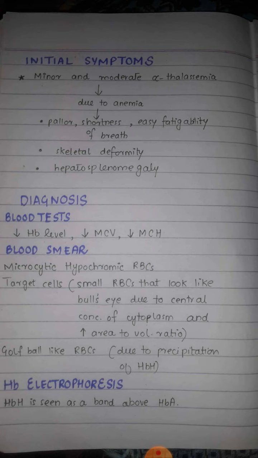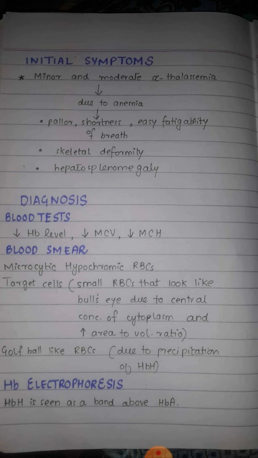Now, what are the symptoms of the disease? If a person is suffering from minor or moderate alpha thalassemia, then mostly signs and symptoms are related to anemia. There will be pallor, shortness of breath, easy fatigability, and skeletal deformity. Skeletal deformity basically occurs because there is bone marrow expansion, red bone marrow expansion, or there may be secondary bone formation. So there is skeletal deformity, and there is hepatosplenomegaly because there is extramedullary hematopoiesis.